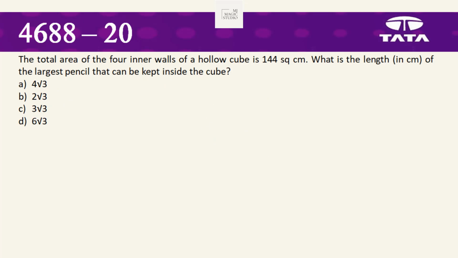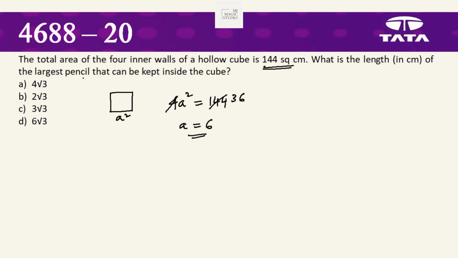Again, a question is taken from cube. The total area of the 4 inner walls of a hollow cube is 144 square centimeter. Area of each wall of a cube is a square. 4 inner walls means 4a square. 4a square is 144. This goes 36. That means each edge is root 36, that is 6.